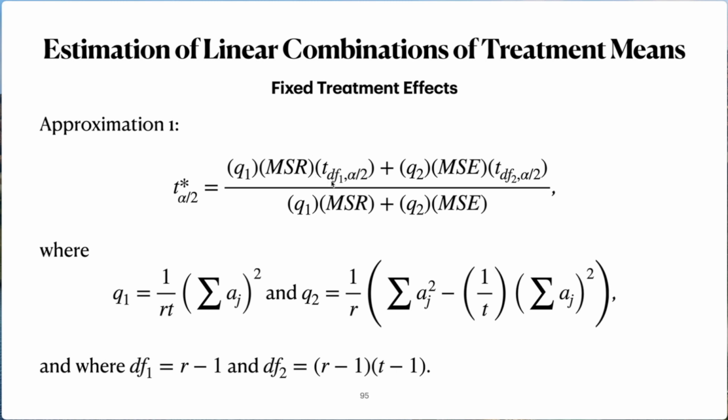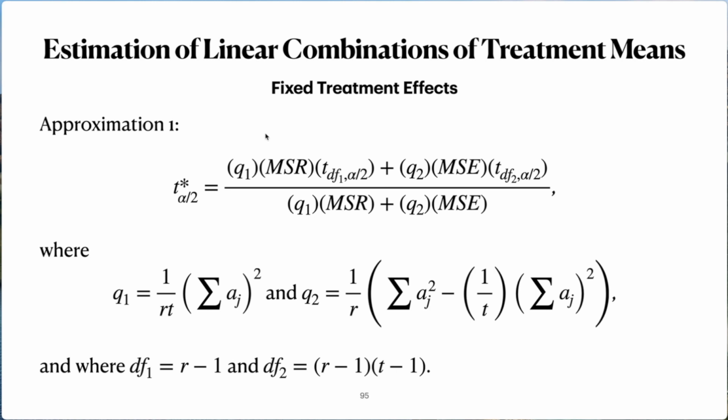Over here, this t-value has df1 degrees of freedom. df1 is equal to r minus 1, and that is the number of degrees of freedom associated with blocks. And so what we're calculating here is a weighted average of those two t-values.